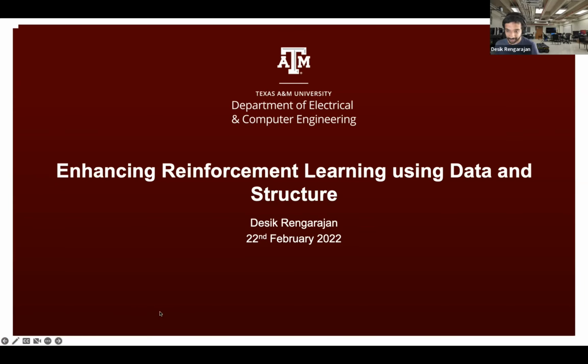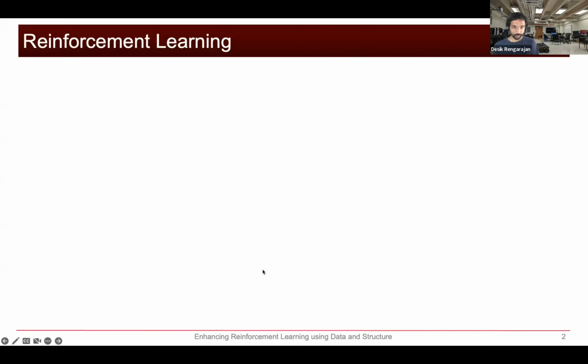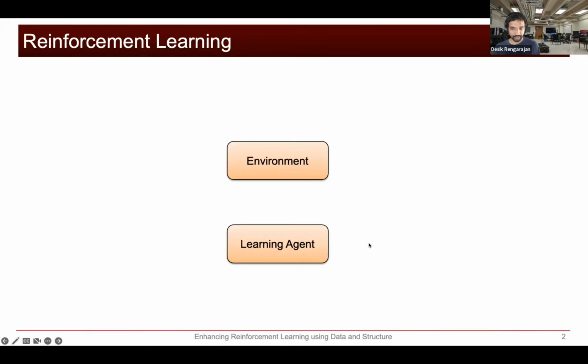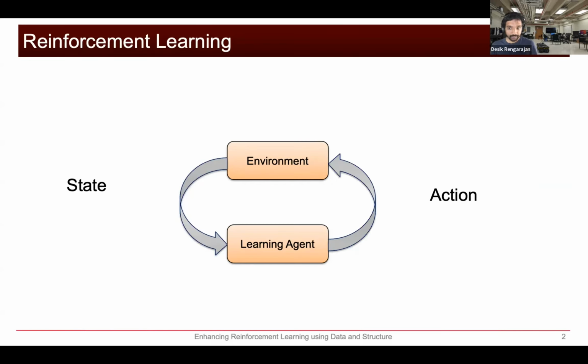I'm Desik, and I'll be talking about enhancing reinforcement learning using data and structure in this talk. Before we start, I'd like to give a brief overview of what reinforcement learning is, because in the poll, I noticed that a lot of folks are pretty new to it. Reinforcement learning generally consists of a learning agent and an environment, where the learning agent interacts with the environment. The environment gives a state, and the learning agent looks at the state and takes an action. This action changes the state of the environment and gives the learning agent some sort of reward. And this process continues over and over again.